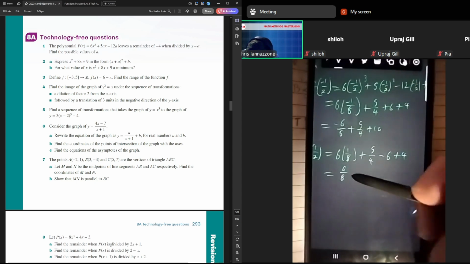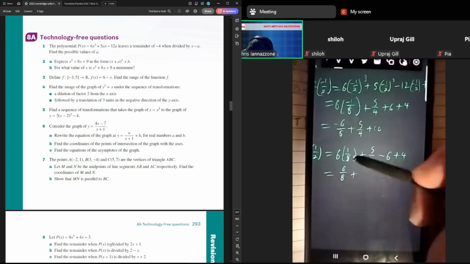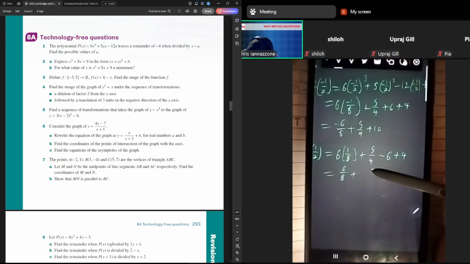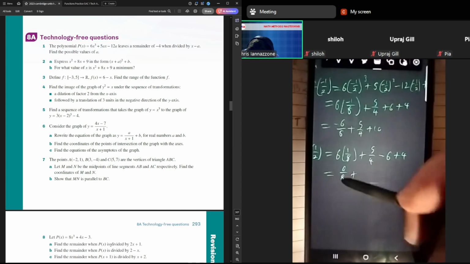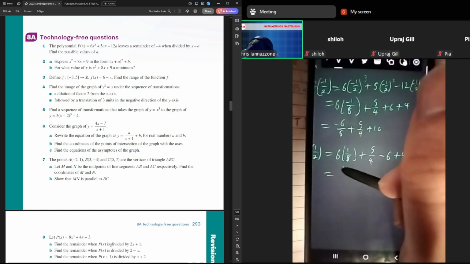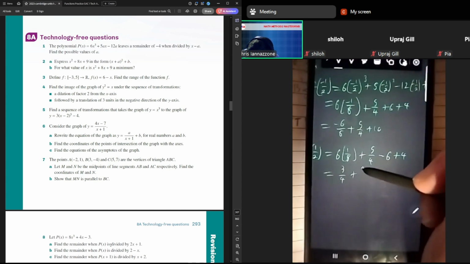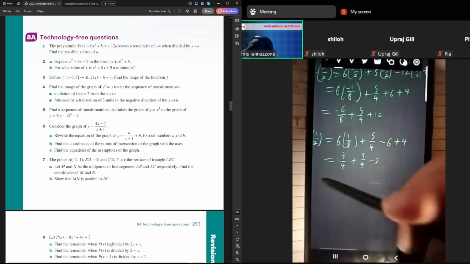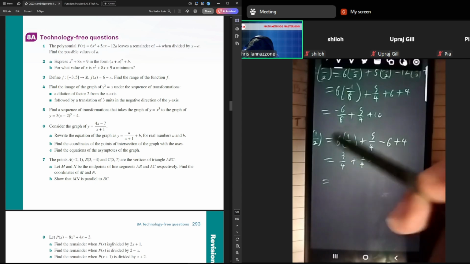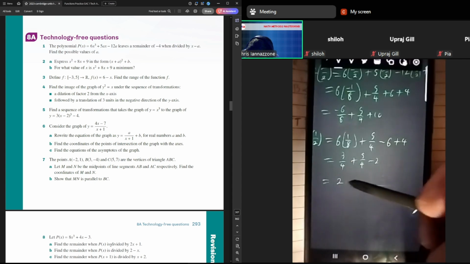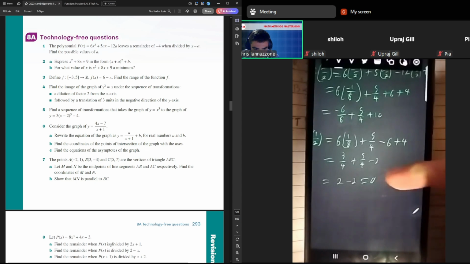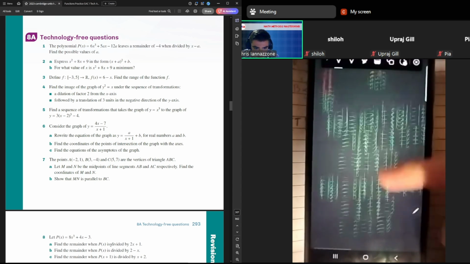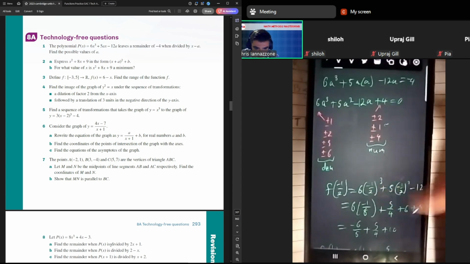6 over 8. We'll make this a denominator of 8 so it can condense down, or even just simplify that to 3 over 4. 5 over 4, 6 and 4 is going to make the negative 2 there. 5, 6, 7, 8. 8 over 4 is 2. 2 minus 2, 0.